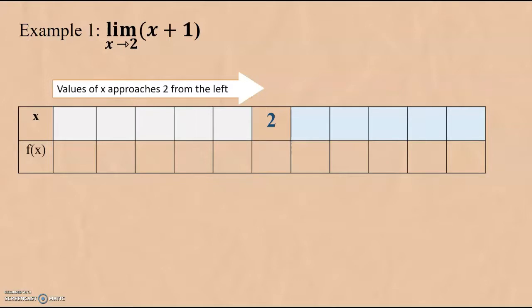Again, you can assign your own values of x as long as you make sure that these values are really approaching 2 from the left and that these values are very close to 2. In this case, we will use the following values as values of x: 1.7, 1.9, 1.95, 1.997, and 1.999.